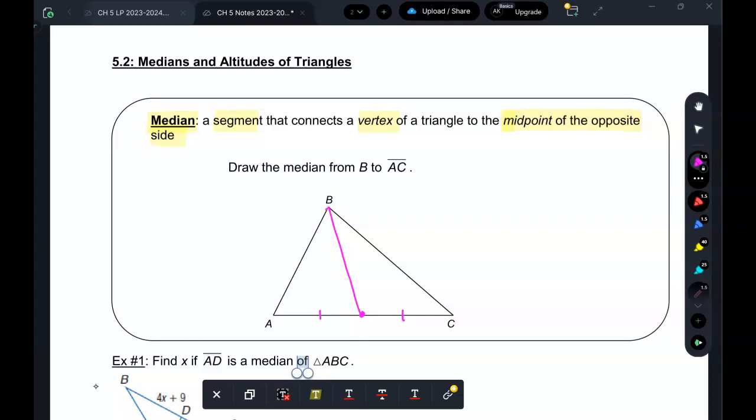I thought that was a perpendicular bisector. No, a perpendicular bisector would need to make a right angle. Does this line make a right angle with the side? No, so it's just the median.